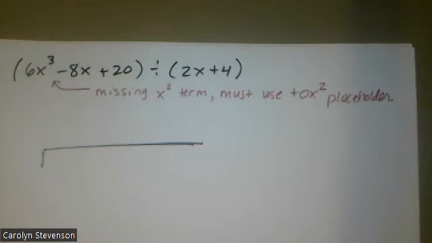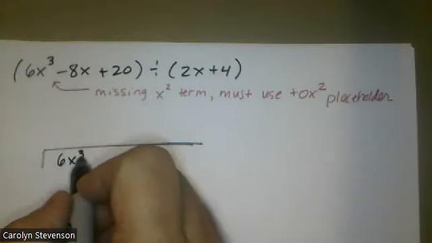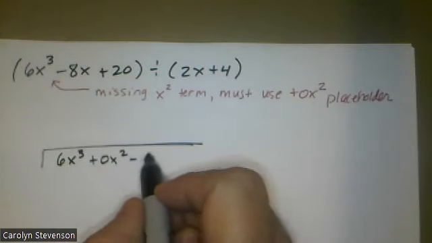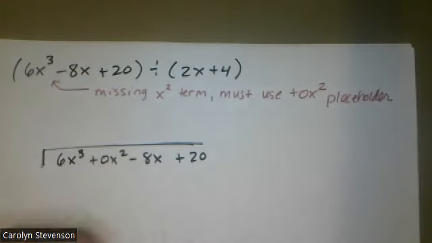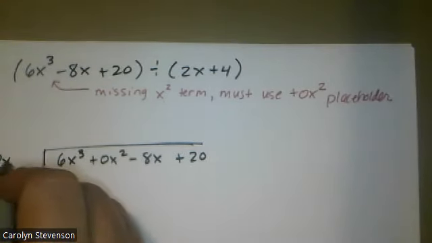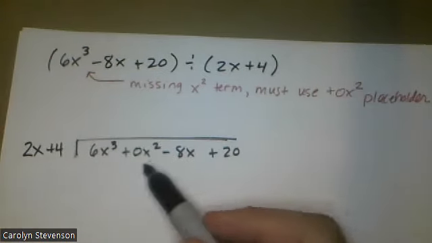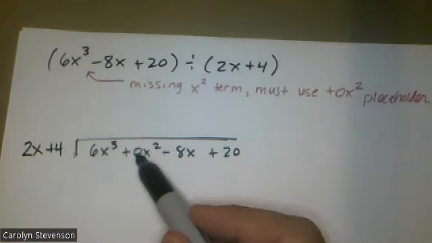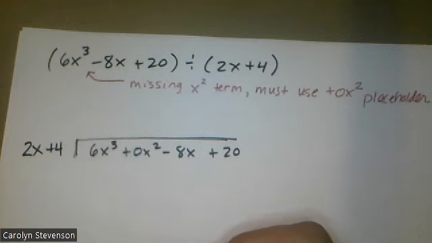We'll put the 6x to the third plus 0x squared minus 8x plus 20 in here. And then the 2x plus 4 goes out front. So you do not just put a plain old plus x squared here. If you put a plus x squared there, it means you have a 1, and it changes the problem completely. We need to make sure we put a plus 0 there.